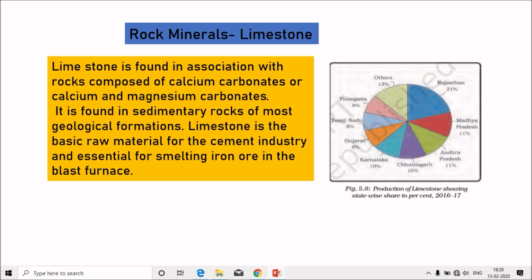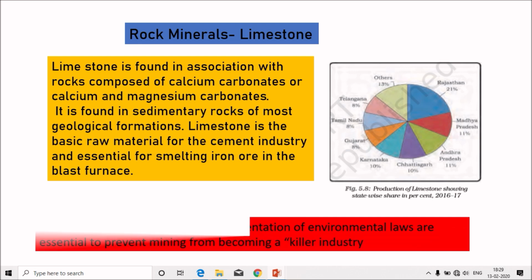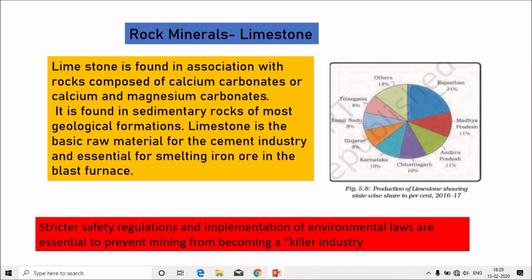Basing on the formations of the earth, we have the different types of rocks. So, in the sedimentary rocks only we find the limestone, and limestone is very important. Where do we use limestone? Limestone is used in cement industry and iron ore industry. In cement industry, it is a basic raw material, and when it comes to iron ore, it is very essential for smelting of iron ore in a blast furnace.